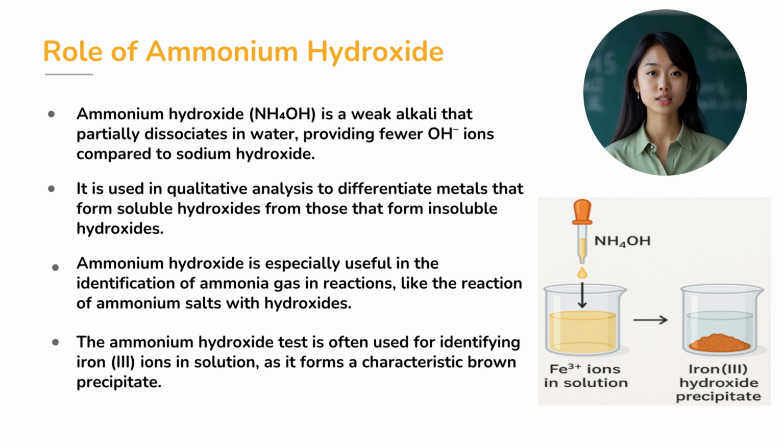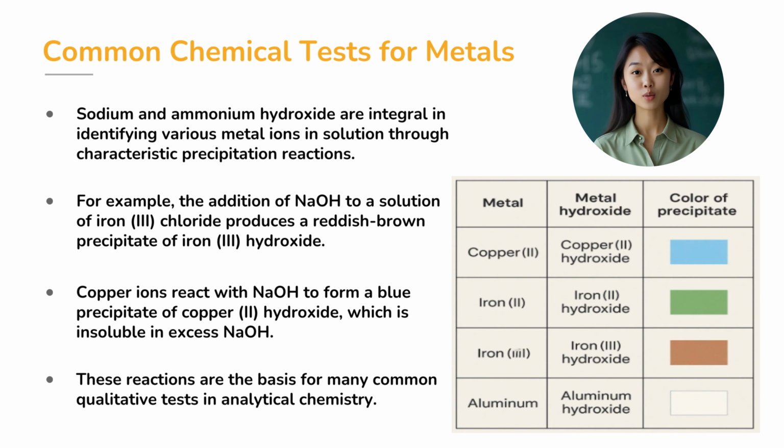Ammonium hydroxide is also important because it doesn't form precipitates with all metal ions, which makes it useful for narrowing down what we are dealing with in the solution. So, how do we use sodium and ammonium hydroxide to identify metals? Well, it all comes down to how different metal ions react with these hydroxides. Some metals, like copper and iron, react to form insoluble hydroxides, which appear as colorful precipitates.